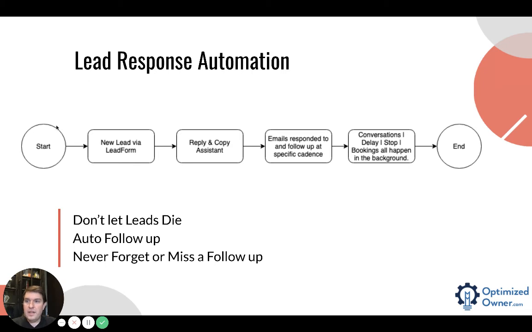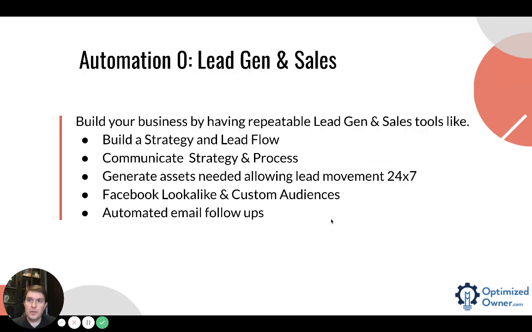So what we have here is a process where a lead comes in by a lead form, and then you can reply to the person and copy an assistant. And the assistant is actually a piece of software. The emails are responded to and followed up with at a specific cadence. Certain businesses like a much more aggressive cadence. Other companies like a slower cadence, meaning that you touch someone by email every month, every 2 months, could be every week, sometimes multiple times a day. It really depends on what the needs are and what it is that is being sold.